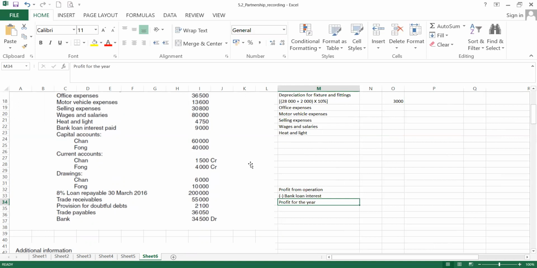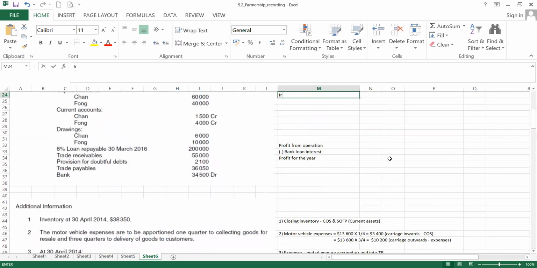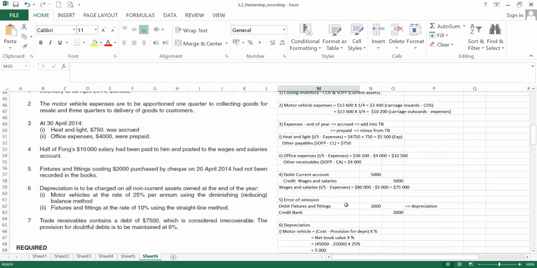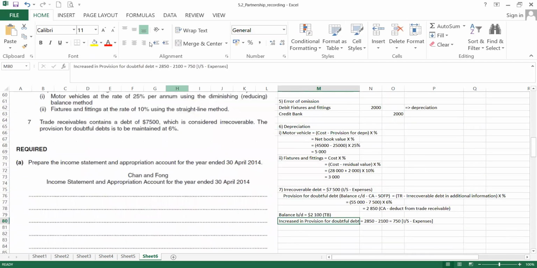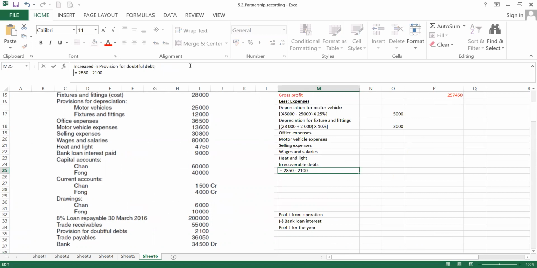Okay, what else the item that we have? Here, provision for doubtful debt. Just now we have the irrecoverable debt. Okay, next is an increase in the provision for doubtful debt. Try to show all your working how you get the number.